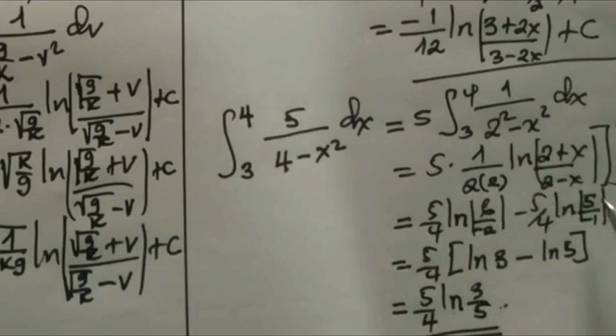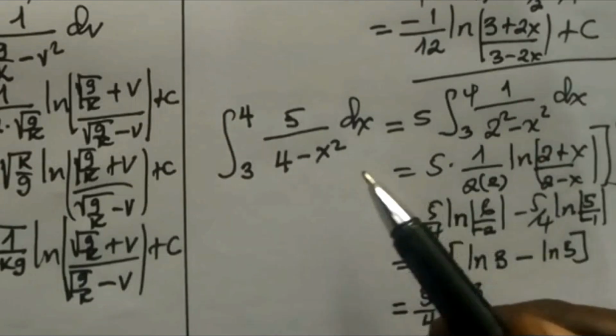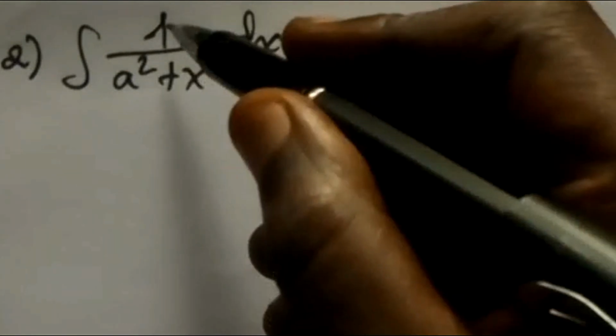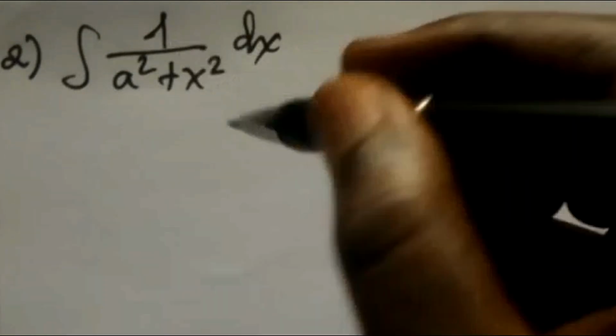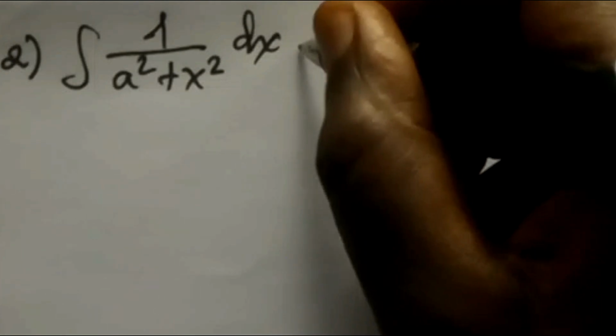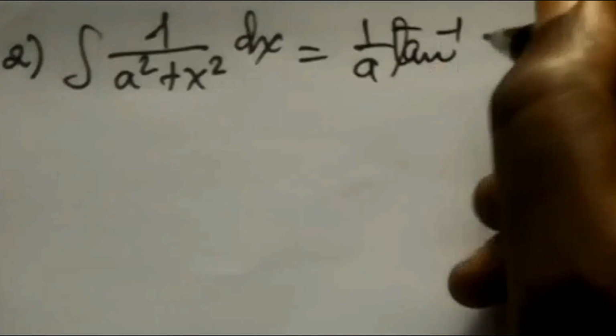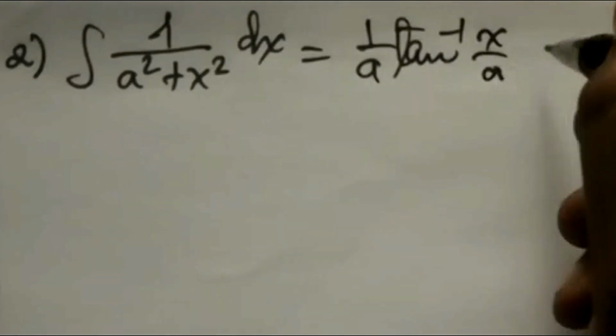As I earlier said, you could still use partial fractions here, but it will be a longer method. The next standard integral is integral of 1 all over a squared plus x squared dx. This one is simply the case where you have a real constant at the numerator and the sum of two squares at the denominator. This should be equal to 1 all over a tan inverse of x all over a plus c.